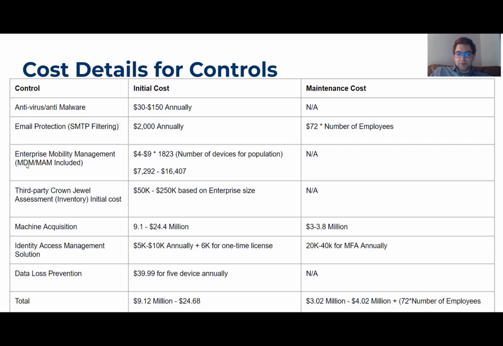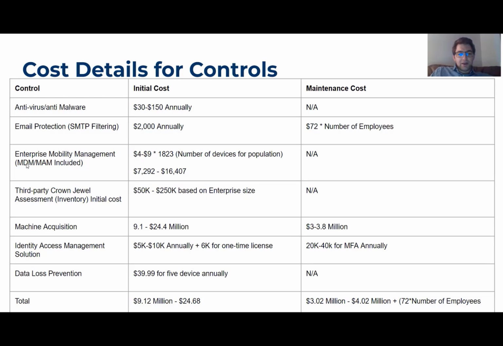Fifth is going to be the machine acquisition, so all of the system servers and hardware that are necessary to run the VERA system. With that, it's going to range anywhere between $9 million and $24.4 million, with the service cost or maintenance cost around $3 to $3.8 million to conduct and maintain annually.